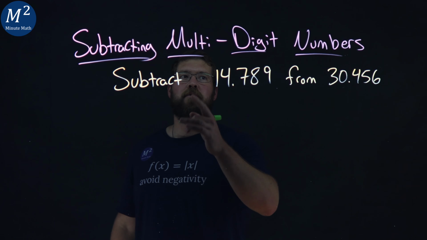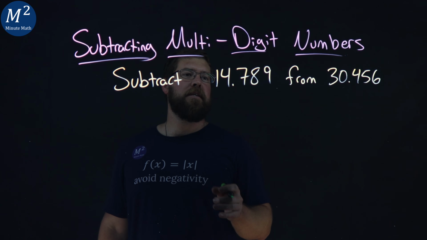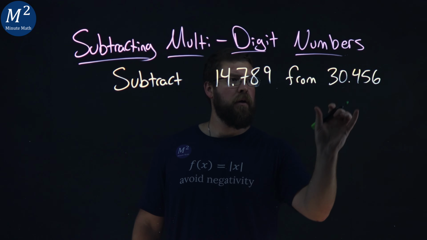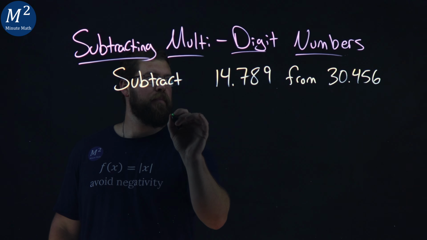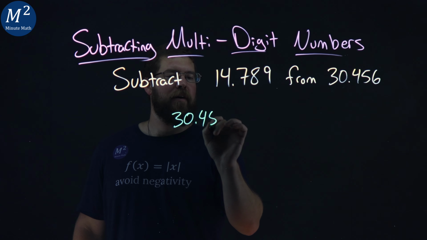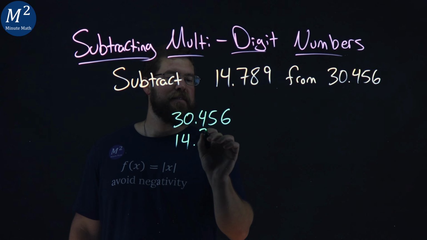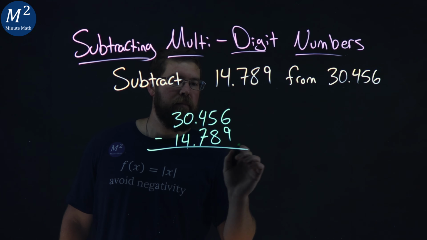Let's learn about subtracting multi-digit numbers. We want to subtract 14.789 from 30.456. So we're taking from this 30.456, let's write that first. 30.456, and we're going to subtract this 14.789. Make sure our decimal points line up. We subtract them.